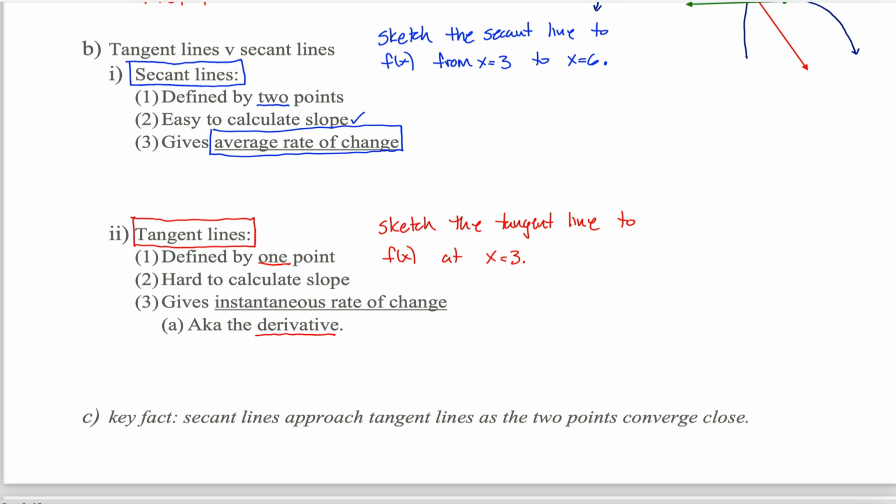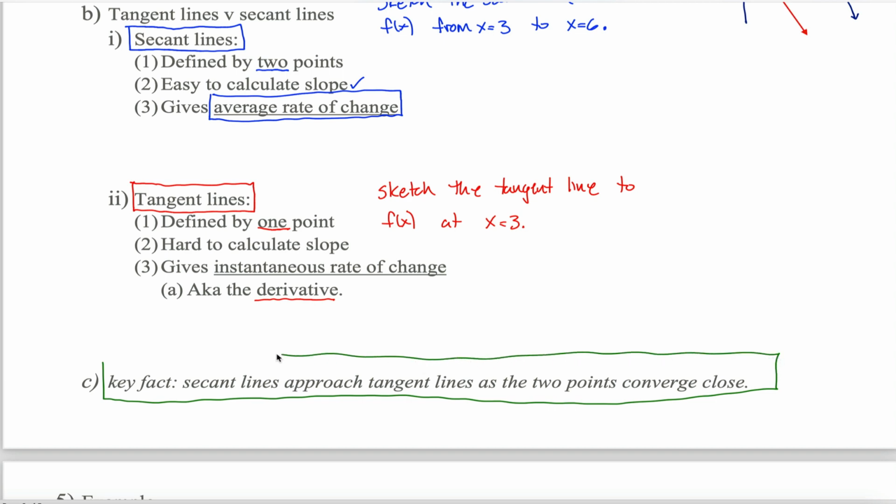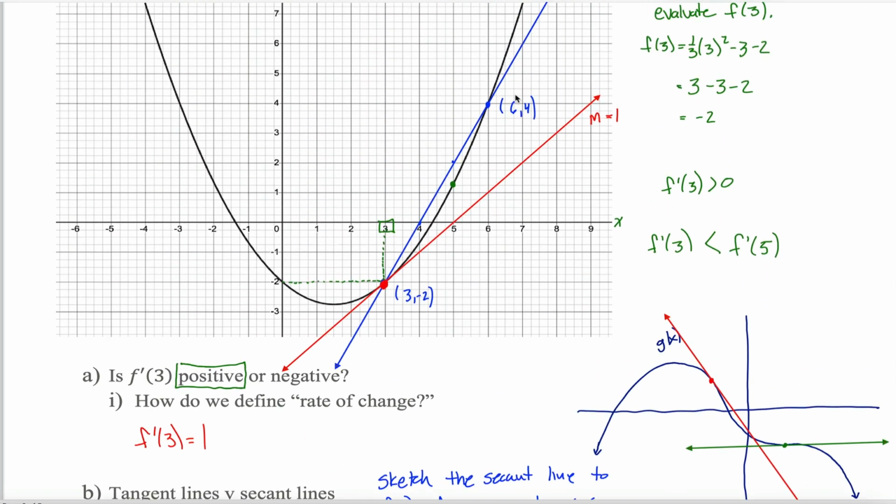As a little preview to the next video, I want to leave you with one observation, this key fact right here, that secant lines and tangent lines are related. Specifically, secant lines, which are defined by 2 different points, turn into tangent lines when the 2 points get really, really close together. What am I talking about?